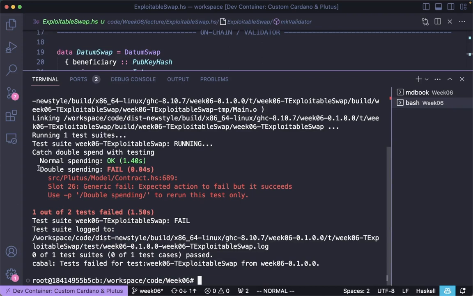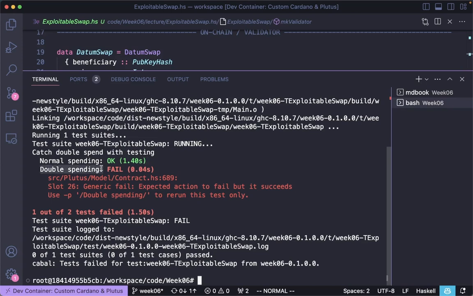There you go. As you can see, the normal spending was okay. The normal spending is user 1 creates a UTXO selling an NFT for 10 ADA or whatever. User 2 pays 10 ADA and gets the NFT. Everything is okay. Normal spending works with the current smart contract.